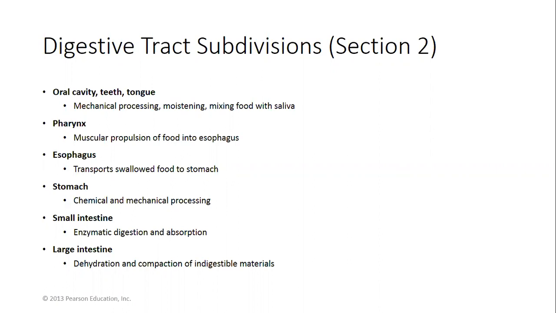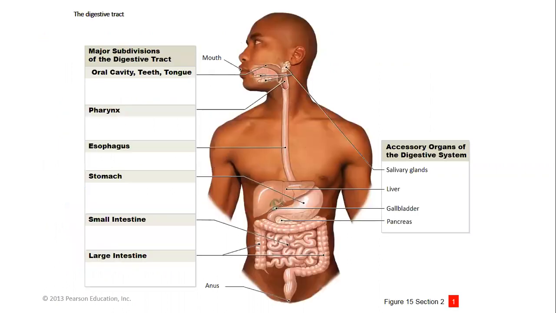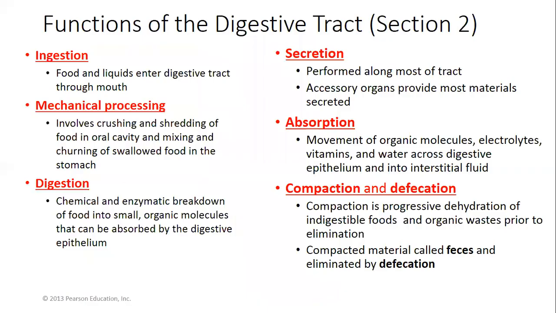So we'll start in the oral cavity, talk about teeth and tongue, and then head into the throat, the pharynx, which we've talked about in the respiratory system. So we won't spend too much time there because the pharynx is shared by the respiratory and digestive systems, but its job is to just help move food forward. Esophagus, stomach, small and large intestine. So we'll get through all of those structures as we go. There's a figure of them here that we've seen before.